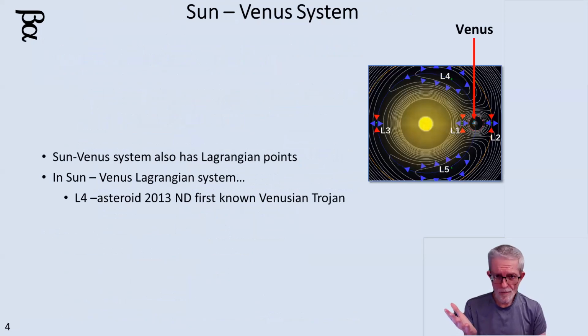But I also extrapolated and said, well, if the sun and Earth have one of these systems of gravity wells, then why not other things? And it turns out, yeah, the first known Venusian Trojan, asteroid 2013 ND, just found back in 2013, is at L4 of the Sun-Venus Lagrangian system. So there's more than just that. Well, that's kind of like the planet-sized stuff.